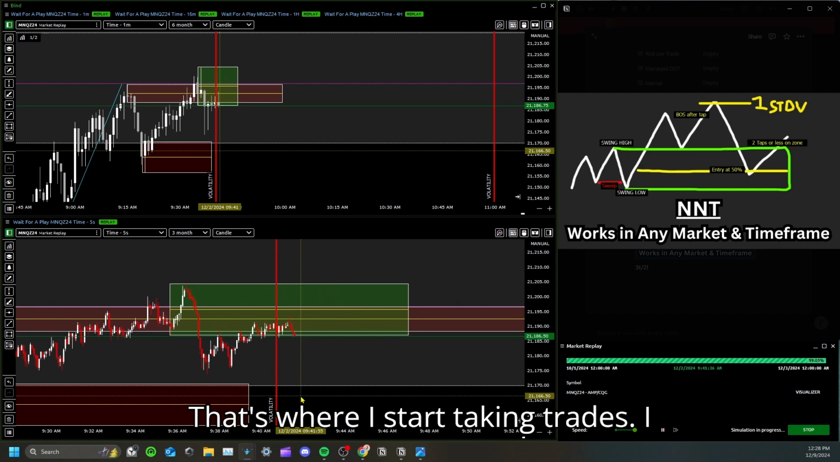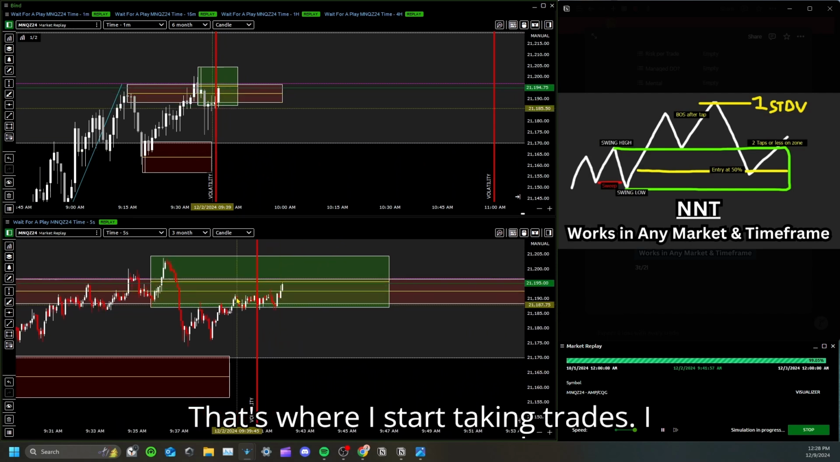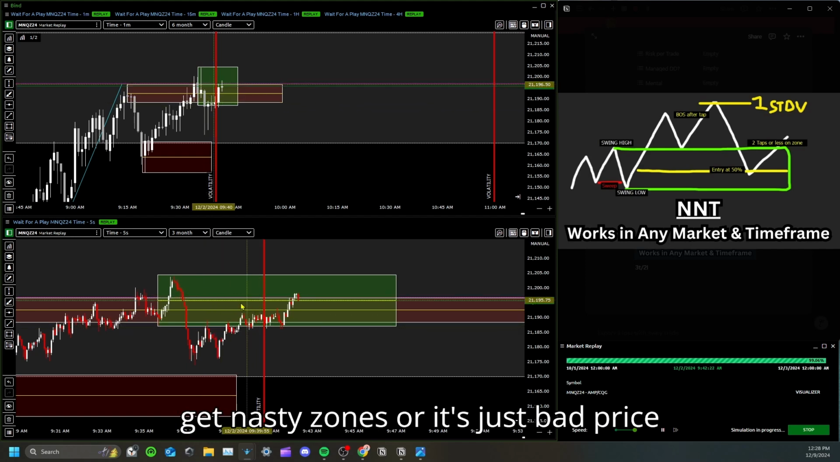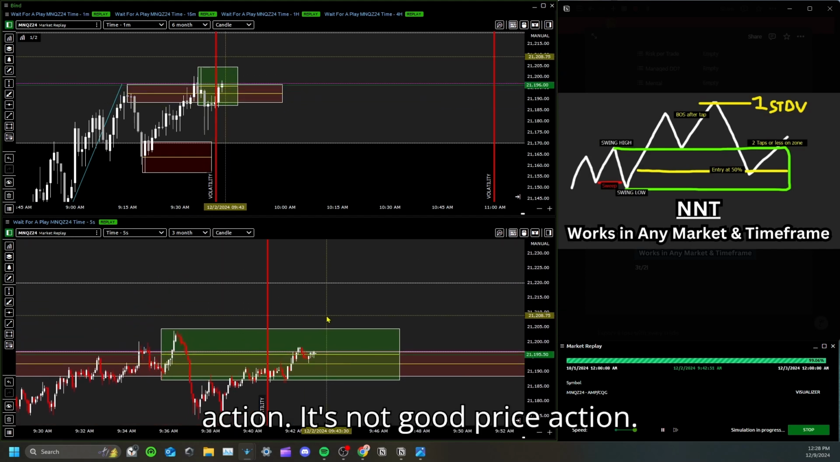So 9:40 hit. This is where I start taking trades. I normally don't like taking anything before 9:40 just because you just get nasty zones or it's just bad price action. It's not good price action.